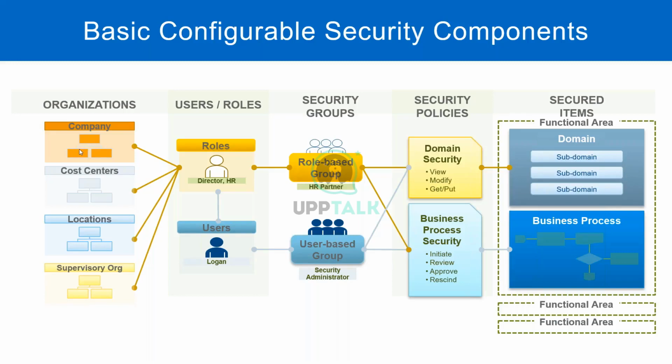So organizations can be anything, which will be company, cost center, location, and the roles can be associated to any of these organizations. And then from the roles is what the security groups is. I'm not sure if I'm using the right word, is associated to. Basically, a role is associated with a security group. And then I somehow lost the user-based group.